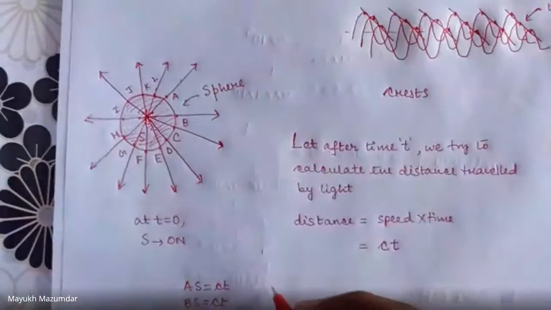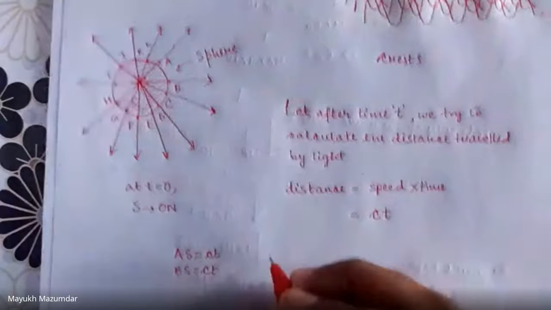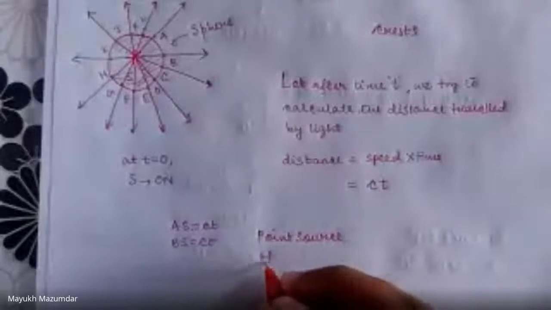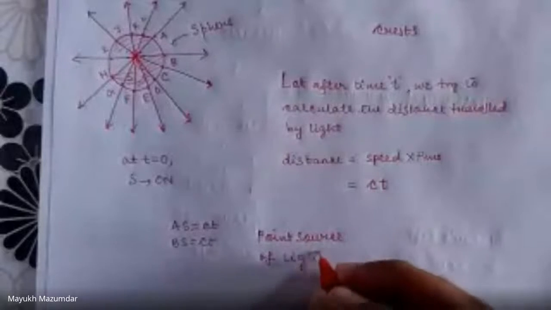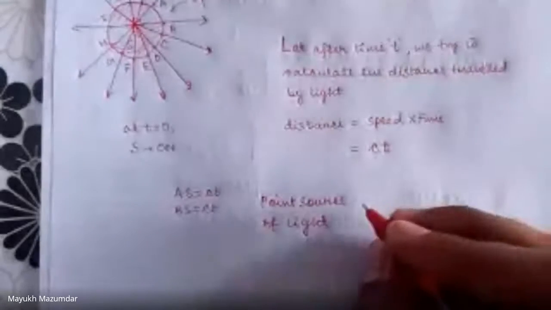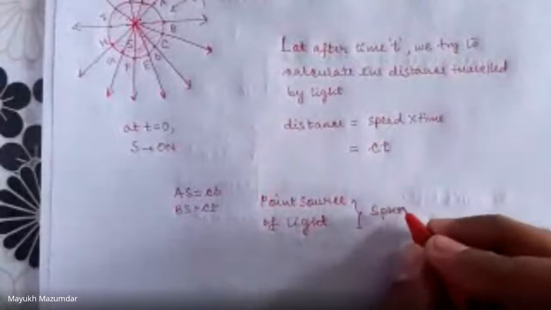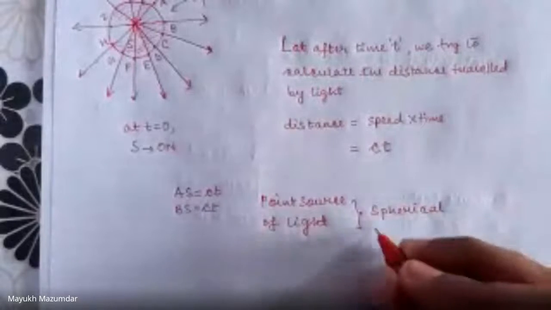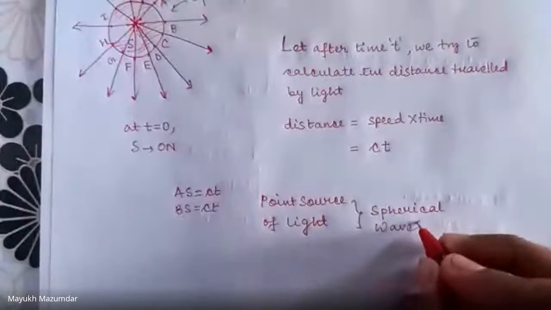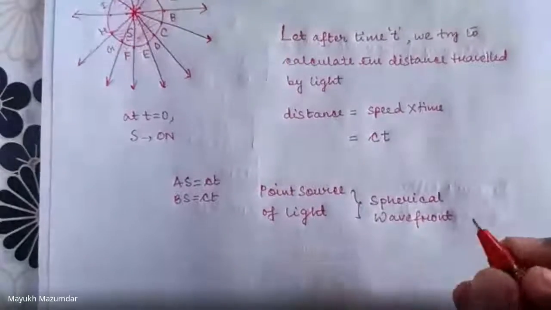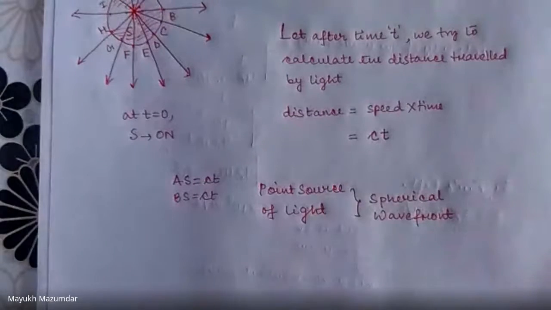So when we have a point source of light, the wavefront would be what? Spherical. By point source, we mean one that radiates, that gives out light in all directions away from it.